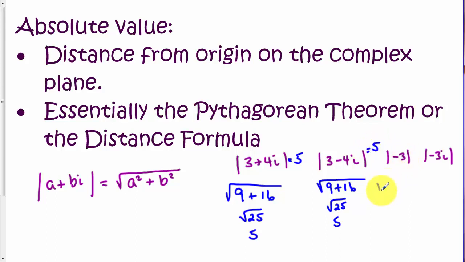Here, the imaginary part is 0, so I get the square root of negative 3 squared, which is 9, plus 0, which is the square root of 9, which is 3. And lastly here, I'm going to get the square root of 0 plus 9, which is also going to be 3. So if it's a real number, this works out so that the absolute value works the same way it always has with real numbers. If it's an imaginary number, we will just get rid of the imaginary number and change it to a positive. And lastly, when we square root complex numbers that have both a real and an imaginary part, we will get a real number.